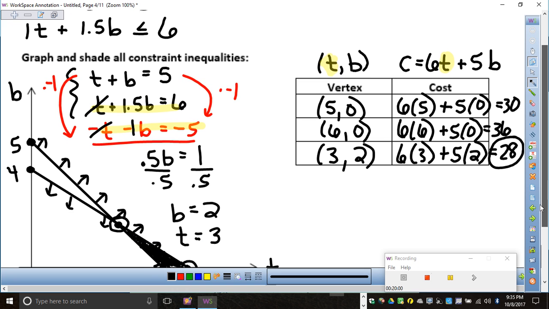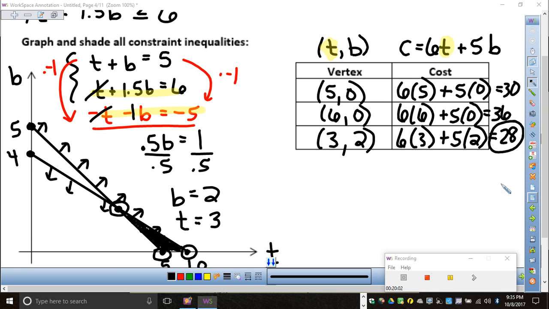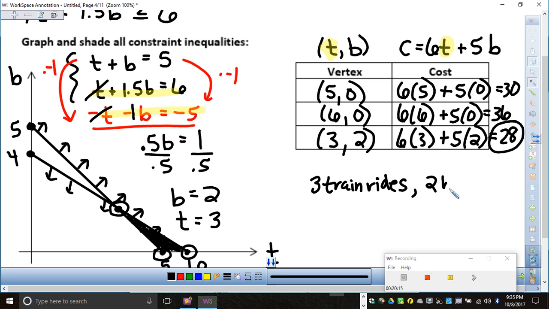So we want to make sure you're paying attention to if you're looking for a maximum or a minimum. We'll write out our final answer in words because it's asking us how many of each type of ride. So let's say 3 train rides, 2 bus rides for a minimum cost of $28.